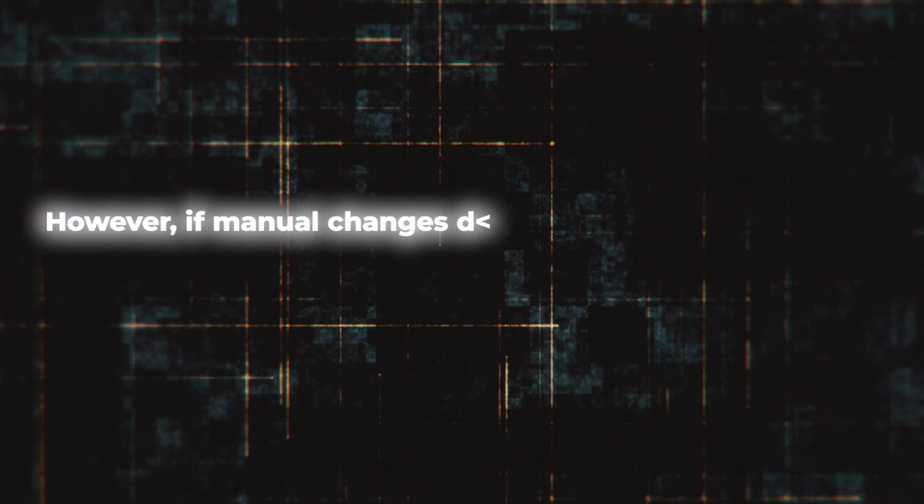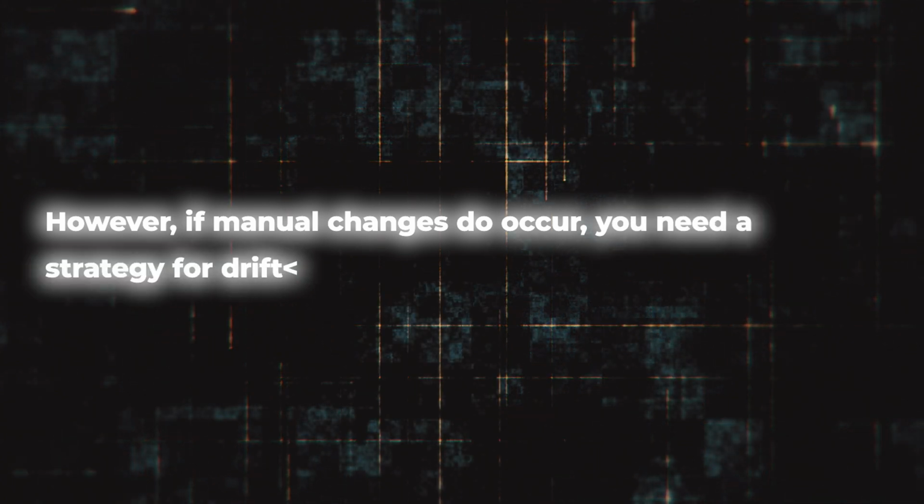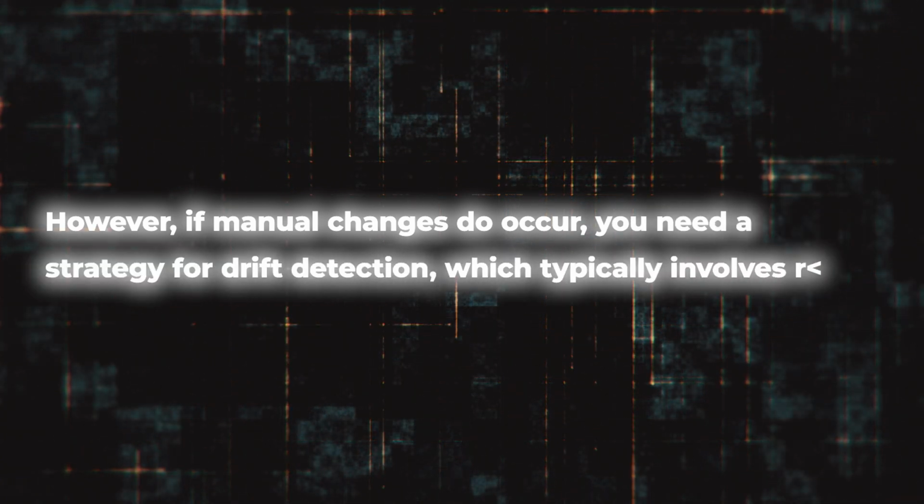However, if manual changes do occur, you need a strategy for drift detection, which typically involves running terraform plans on a regular schedule. When Terraform detects a mismatch between what's defined in your .tf files and the actual infrastructure state, it flags those discrepancies. You then decide whether to roll back the changes by reapplying your code, effectively overwriting any console changes, or update your configuration if the console modifications are valid and you want them to persist.